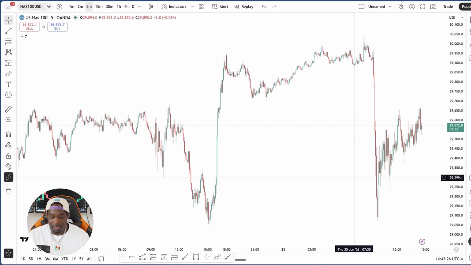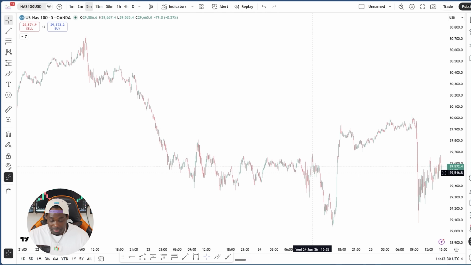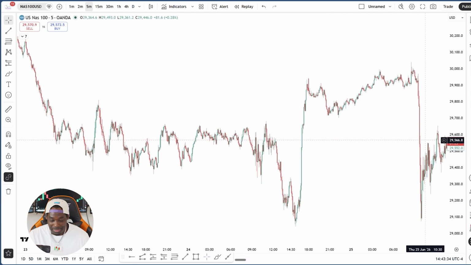All right, so here's a good example of me looking at the market. Overall, I'm looking at this, and we had a nice sell off, and I was looking for maybe a short if it pulled back anywhere around here.